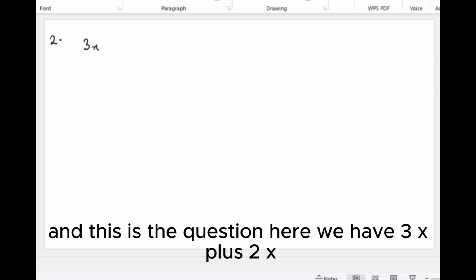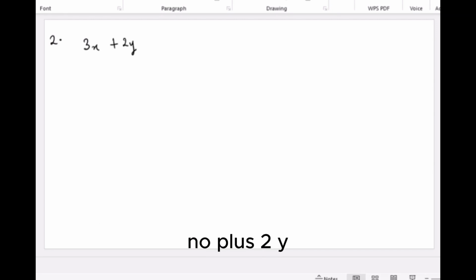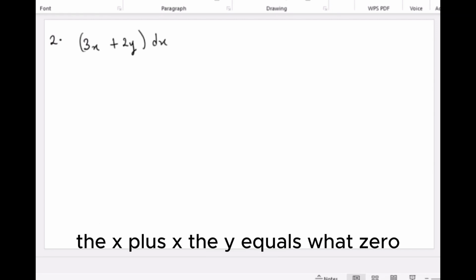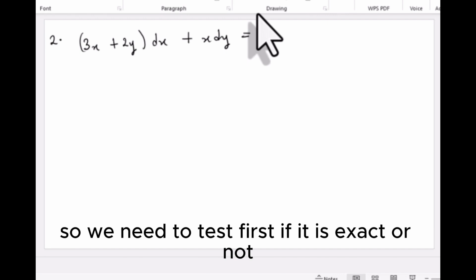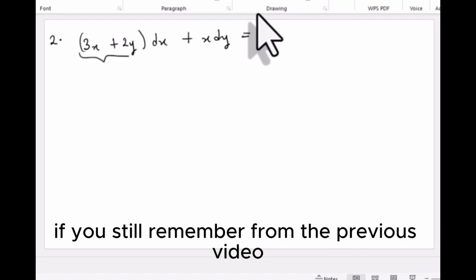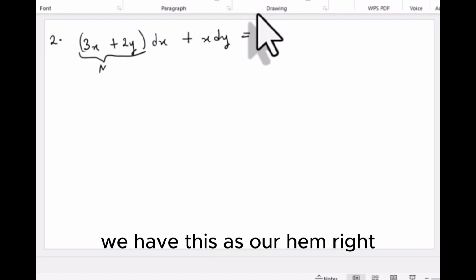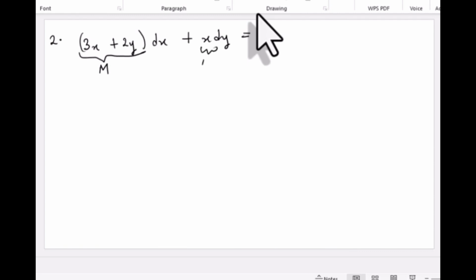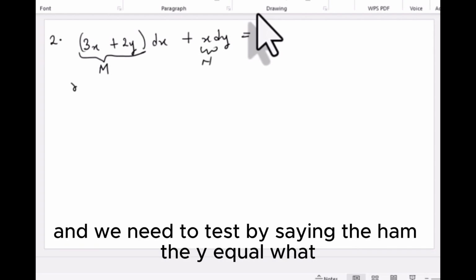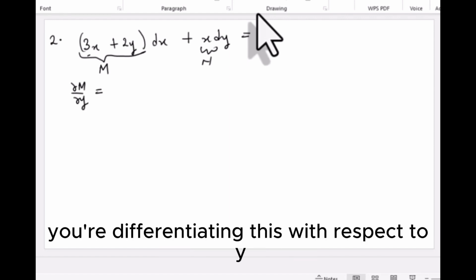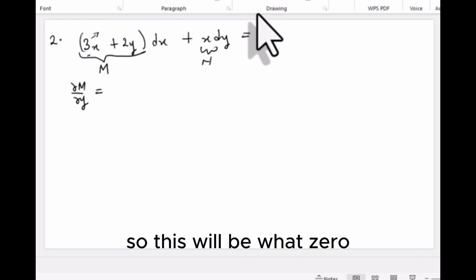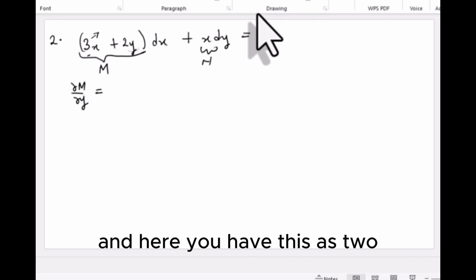We have (3x + 2y) dx + x dy = 0. So we need to test first if it is exact or not. If you still remember from the previous video, we have this as our M, and we have this as N, and we need to test by saying ∂M/∂y equals what? This is 3x. You're differentiating this with respect to y, so this will be 0. And here you have this as 2.